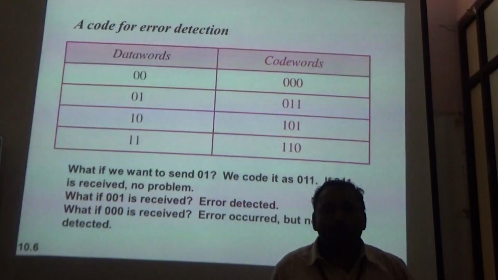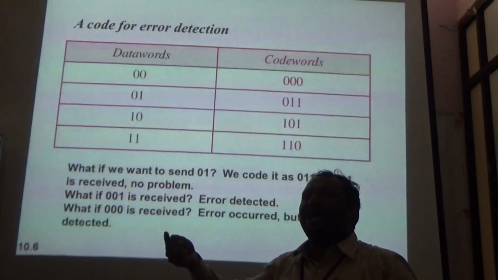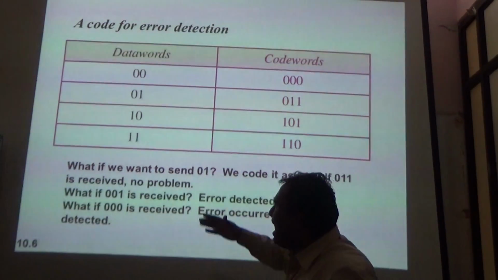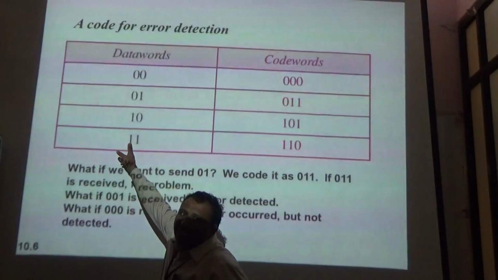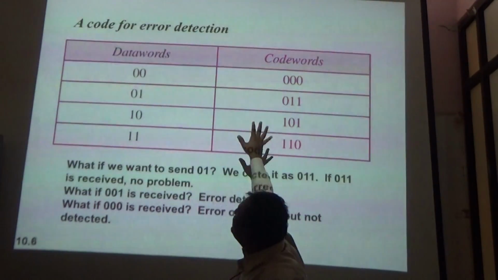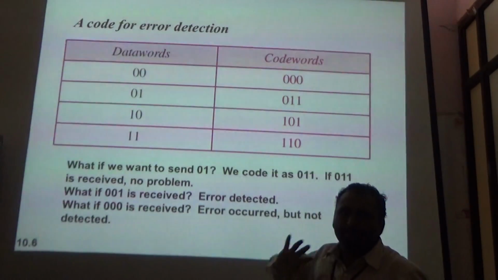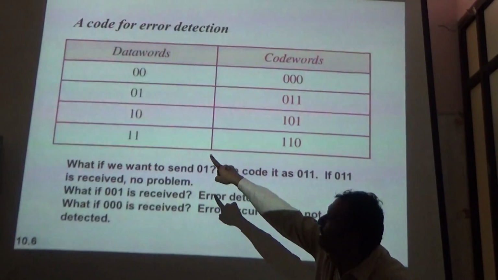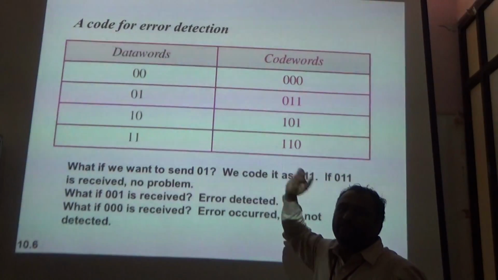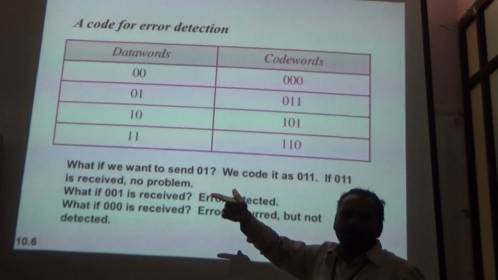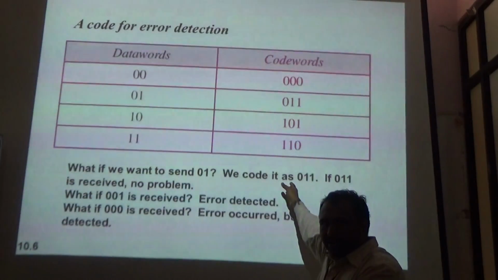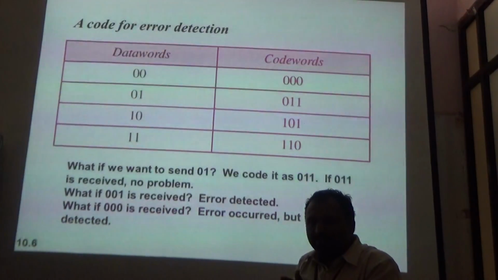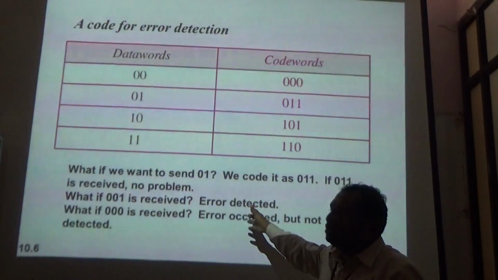Now, how to generate code words? Code words will be generated by adding redundant bits. But how to generate redundant bits? Redundant bits have a certain link with the data word. In this case, let us consider the simple parity check. Here, if data is 00, let us count the number of ones present. If the number of ones present is odd, then we will add a 1. If the number of ones present is 0 or an even number, then we will add a 0.